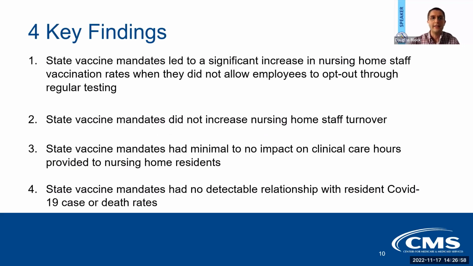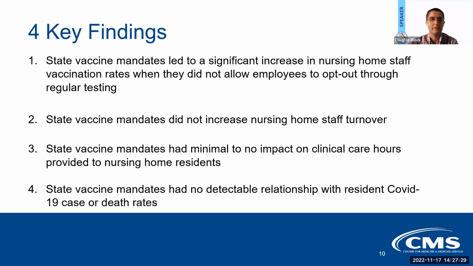And so rather than waiting for the end to tell you all the punchline, I'll go ahead and tell you what we found here, and then I'll walk through the process of how we went about finding these results. So we found four main things in this project. So the first was, as many of y'all may expect, the state vaccine mandates were associated with a large increase in staff vaccination rates, but only when they did not allow the employees to opt out through regular testing. And I'll discuss later on a little bit more what that means.